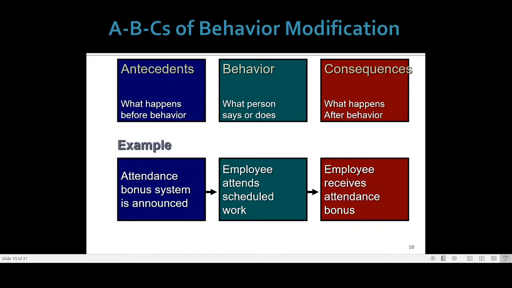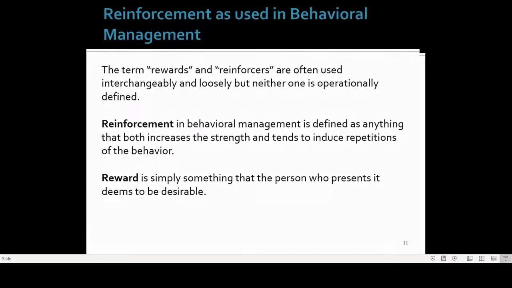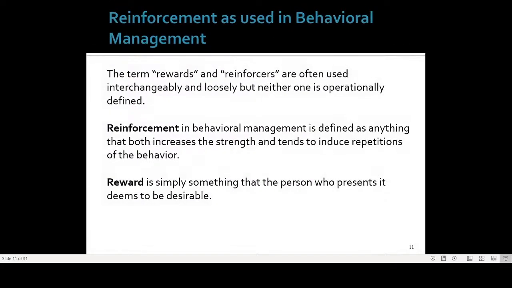an attendance bonus system is announced. So that's called the antecedent. And then the employee attends scheduled work. The employee shows that behavior because of the attendance bonus system. Then what's the consequence? The employee receives the attendance bonus. So this is called the ABCs of behavior modification. So if you are interested in modifying behavior, we can apply these behavior modification methods.